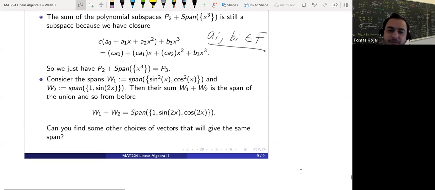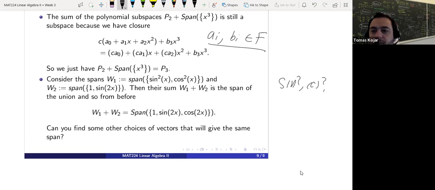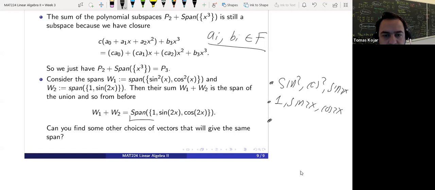Any other choices you guys think? So Meima said take sine squared, cosine squared, and sine 2x. That's one choice. I wrote the one over here, sine 2x, cosine 2x. Any other way to re-express this? Let's see. If you have an idea, you can let me know. It's more like a calculus question.